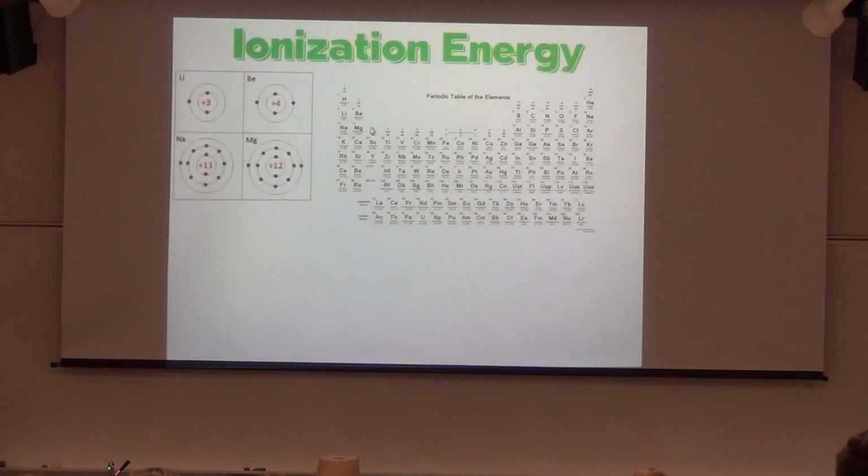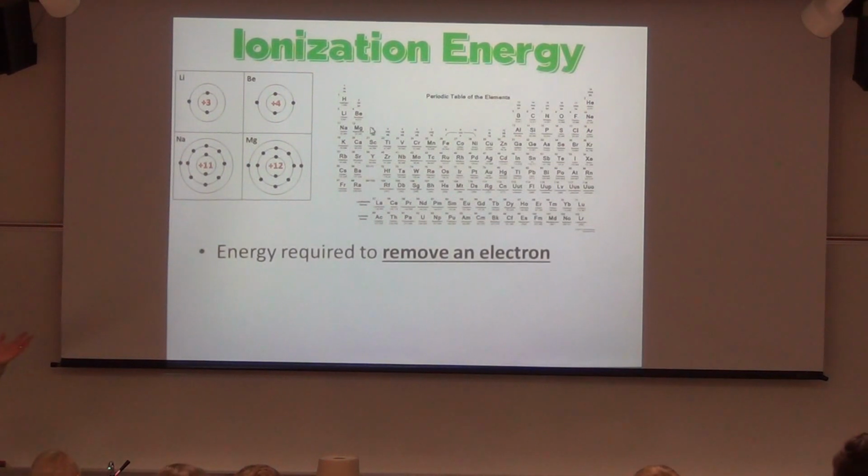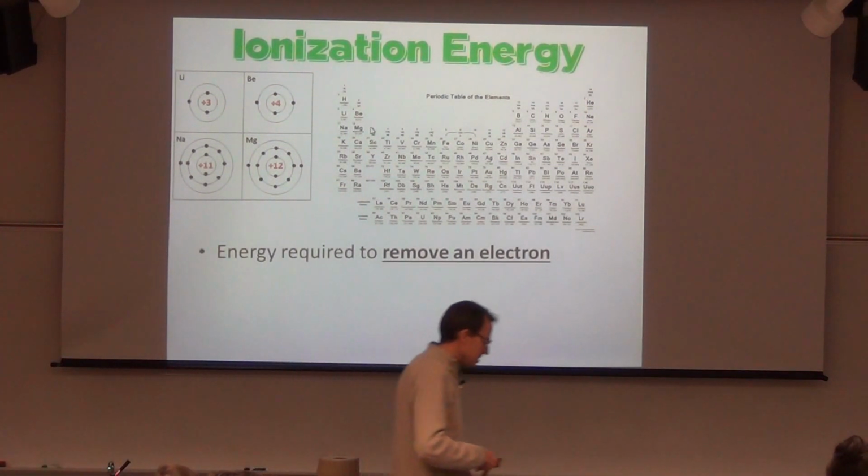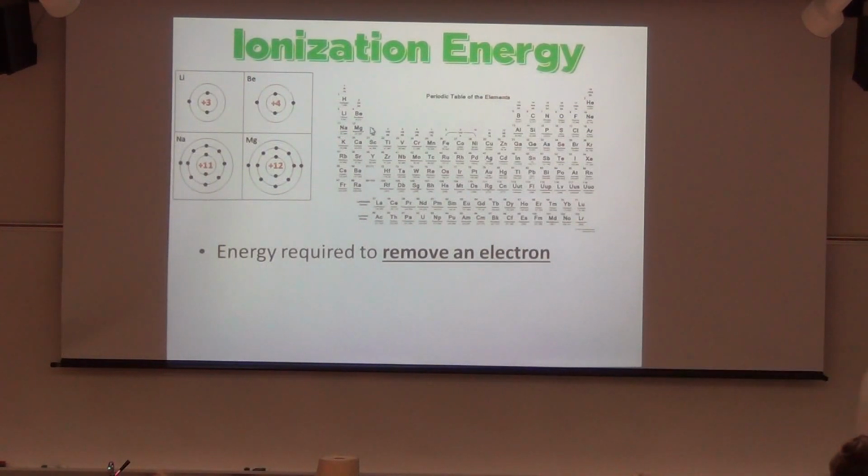Ionization energy. Told you that was the longest thing by far. Ionization energy. Ion is an atom with a charge. So ionization energy is the energy required to remove an electron, okay?